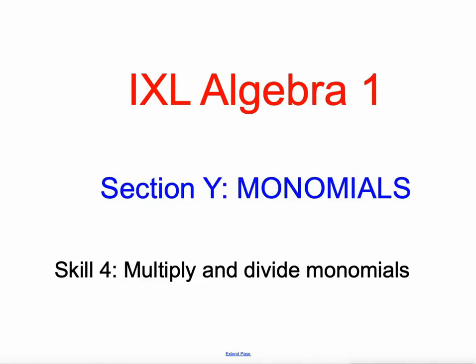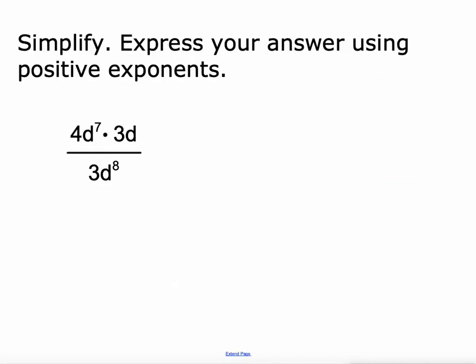We're still working in section Y, which is monomials of IXL's Algebra 1 skills. Skill 4 is multiply and divide monomials. In skill 2, we multiplied monomials. In skill 3, we divided monomials. Now we're going to combine that all together.